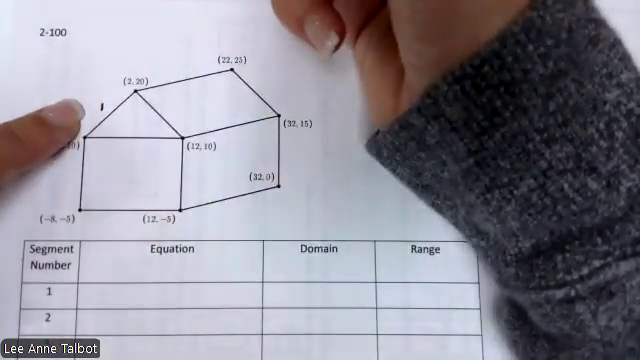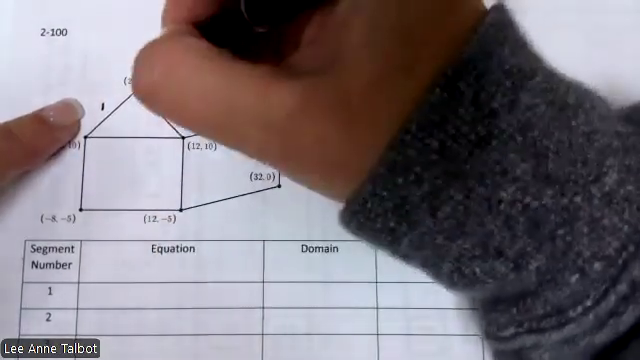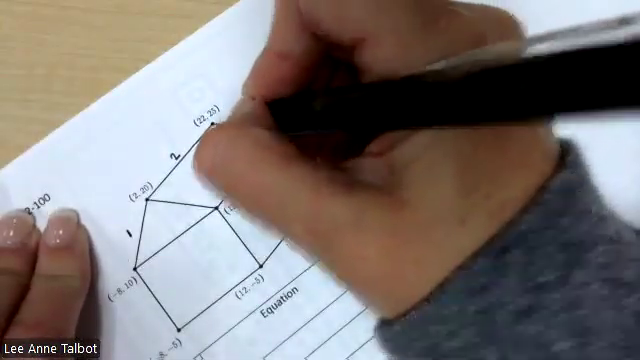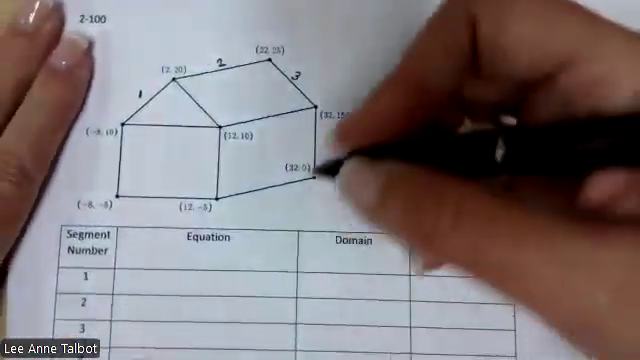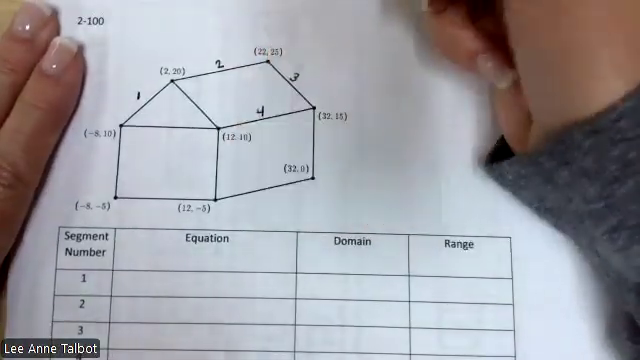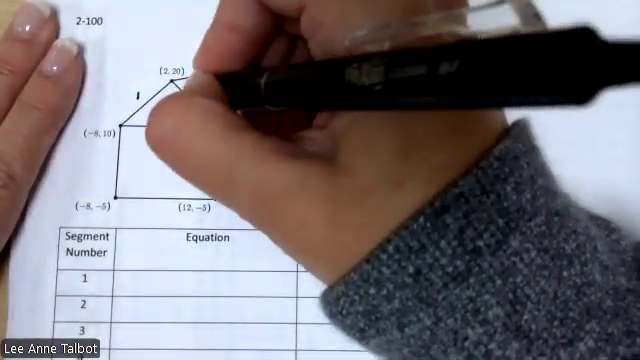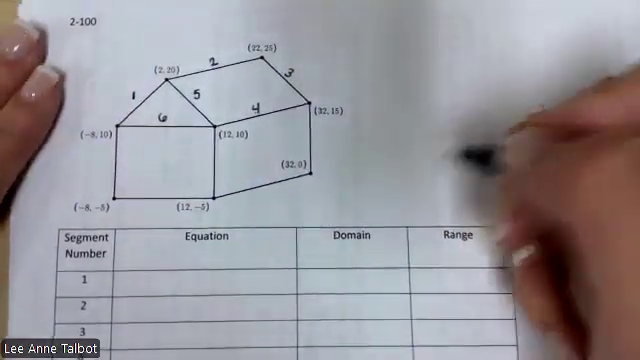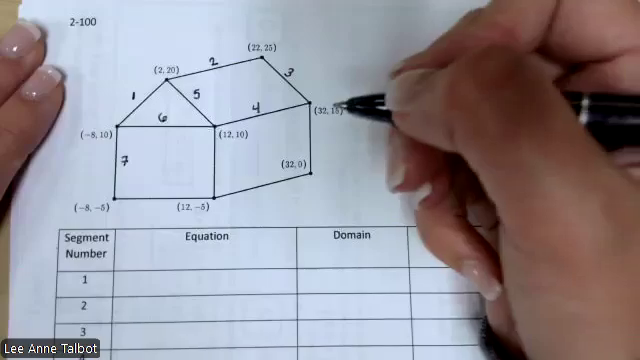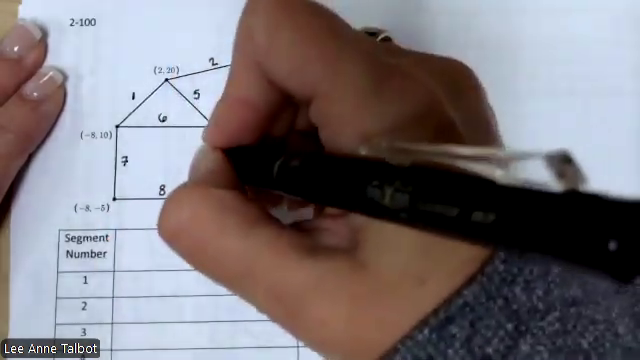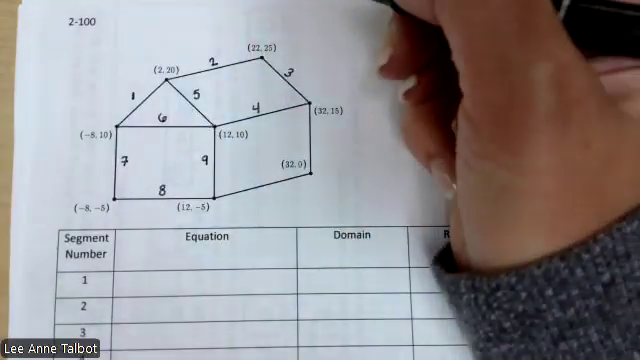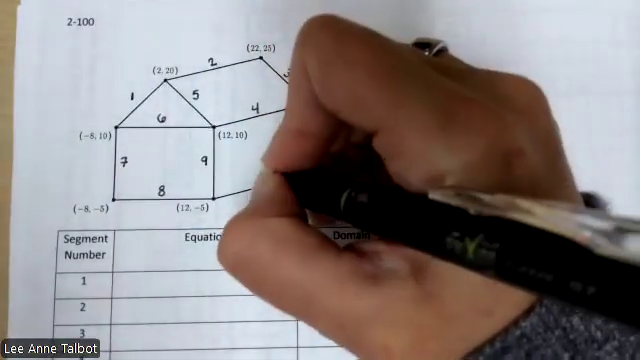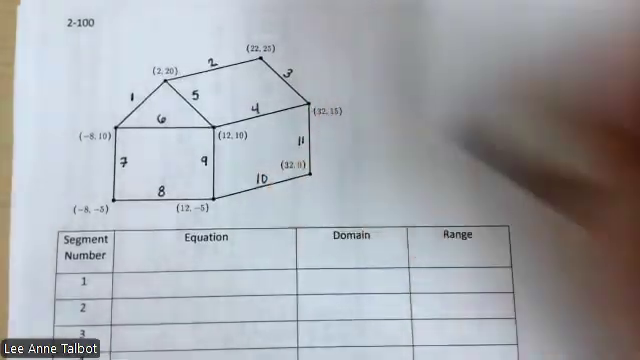Okay. 1, 2, 3. It really doesn't matter. 4, 5, 6, 7, 8, 9, 10, 11.